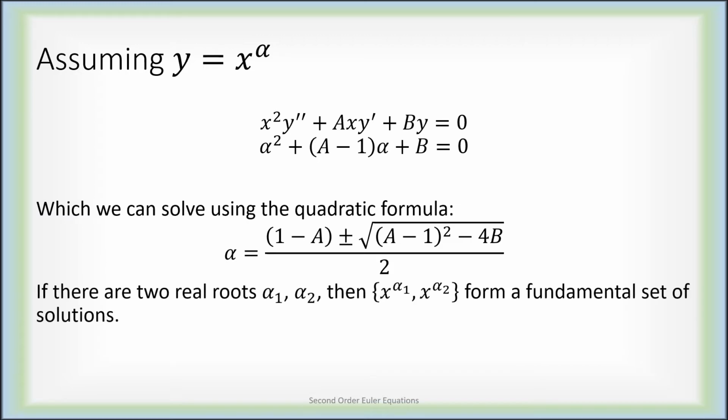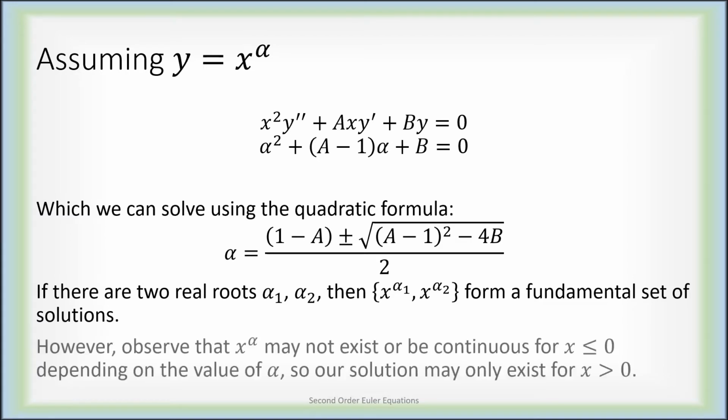Now, if there are two distinct real numbers, alpha 1 and alpha 2, that the quadratic formula spits out here, well then we've found x to the alpha 1 and x to the alpha 2 are two distinct solutions to the second-order Euler equation. But as long as those powers are different, they will be linearly independent from one another, and therefore we found a fundamental set of solutions.